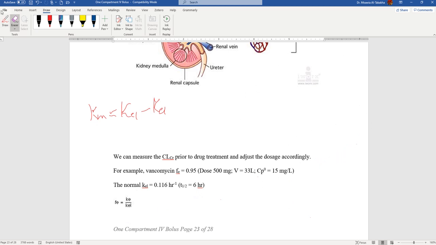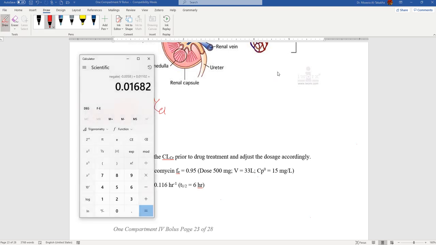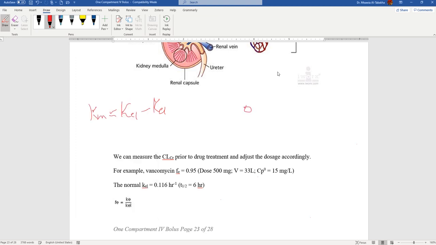Okay, so let's write the number we got for the patient. What is this 0.01682? It is 0.01682 hour to the power of -1. This is the KL of the patient, which is the KE of the patient, which is really affected, plus KM that gave us this KL.